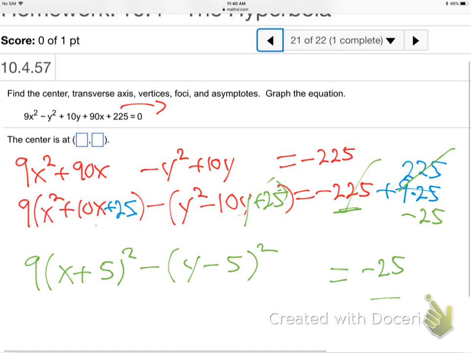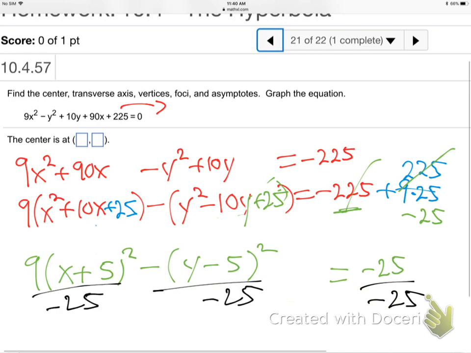All right. So what do we do now? What do we do with the right side? We always just divide by, right? Divide by -25. Got to make that a 1. Divide by -25 all the way across. That produces 1. No big surprise here. Now, there's a couple weird things.